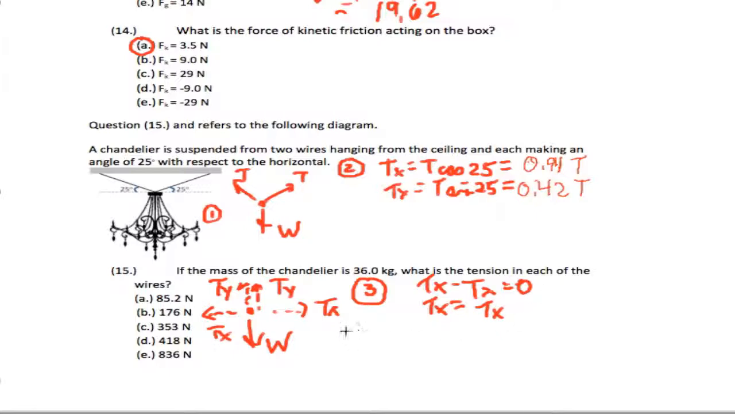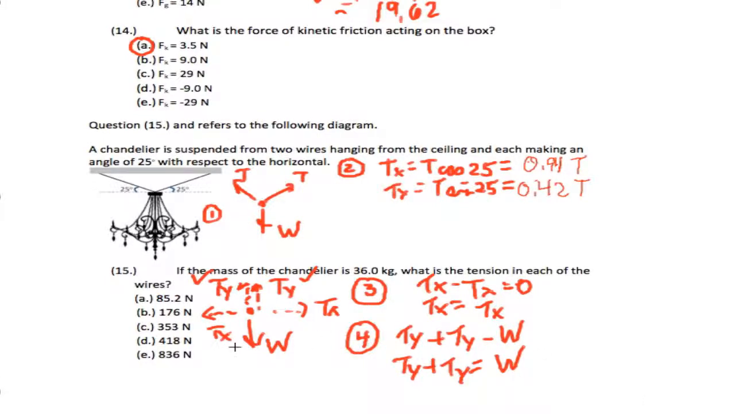And this is actually a useless formula for us. We can't do anything with it, and if that happens on the exam, don't panic, just use the next formula, which is the Ty formula. So we have Ty from one going up, and then from the other going up. And those balance the weight. And we have Ty plus Ty equals W. Now here, we can go ahead and calculate the weight, because we're going to need that. So W equals 36 kilograms, its mass, times 9.8, and that's going to give us 353 newtons.